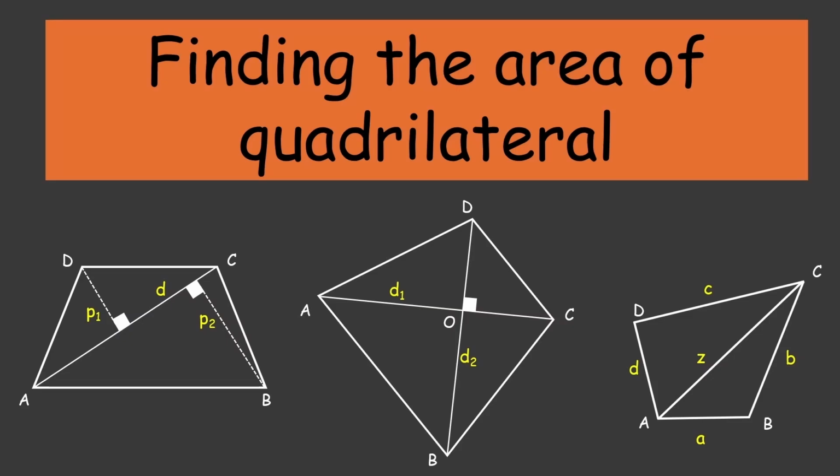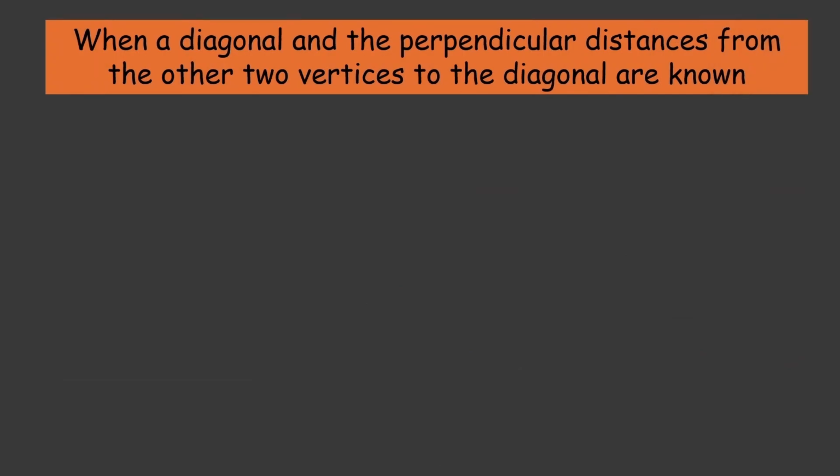Hey everyone, in this video we are going to find the area of a quadrilateral when different dimensions are given to us. Let us look at the first case, when a diagonal and the perpendicular distances from the other two vertices, the opposite vertices, to the diagonal are known.